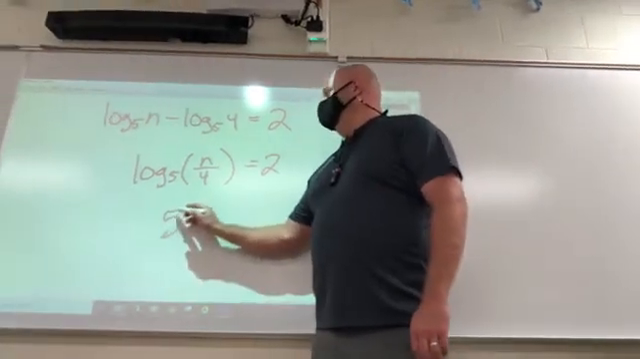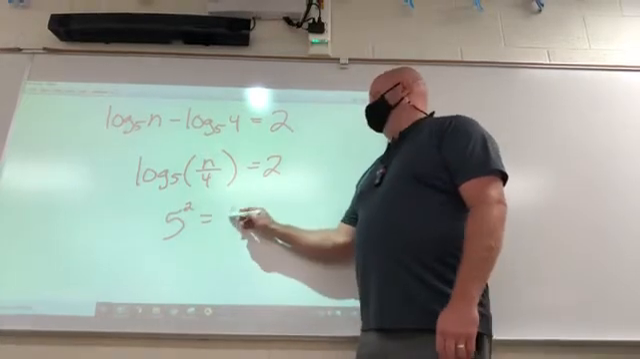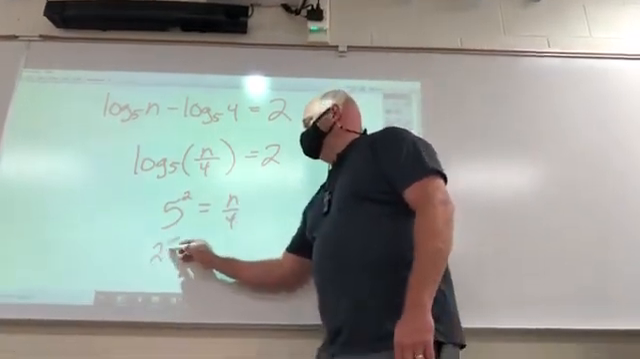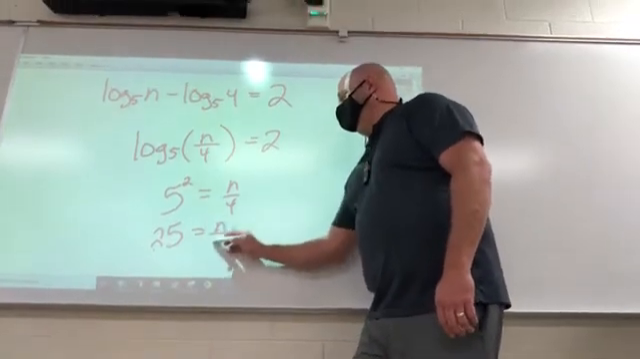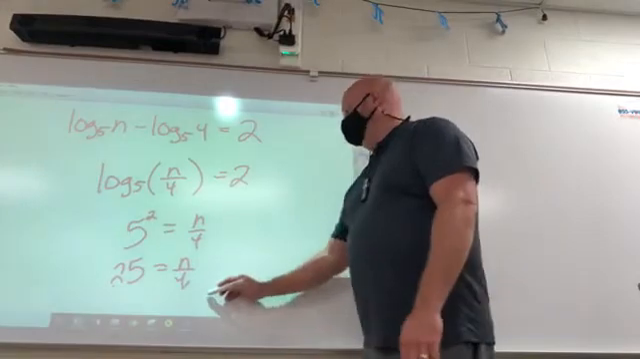5 to the second power is equal to n over 4. Well, 5 squared is just 25. How do you get rid of a divide by 4? What's the answer? n is equal to 100.